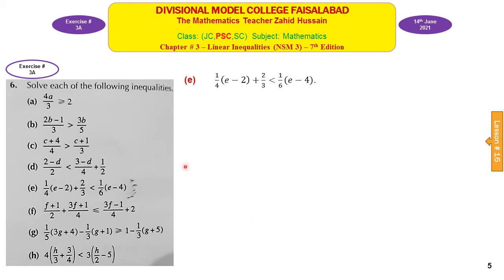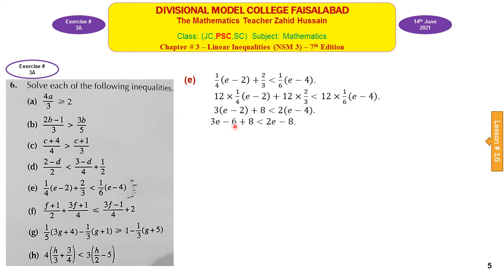Now it's e part. 1 over 4 (e minus 2) plus 2 over 3 less than 1 over 6 e minus 4. Again there are fractions, so we can multiply each term with the LCM of the denominators. Denominators are 4, 3 and 6. So the LCM of 4, 3 and 6 is 12. Multiply each term with 12. Multiplying this term with 12, we will get 3 into (e minus 2), 3 4s are 12, 4 2s are 8, less than 6 2s are 12, and 2 into (e minus 4). Now remove brackets. 3e minus 6 plus 8 less than 2e minus 8.